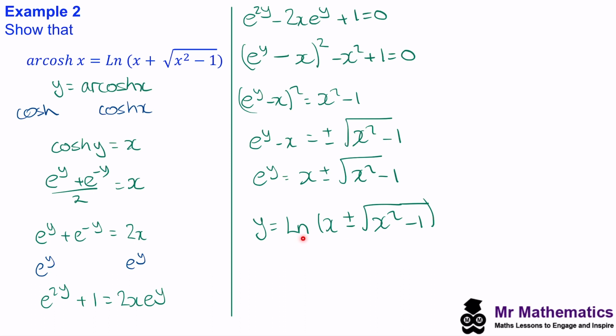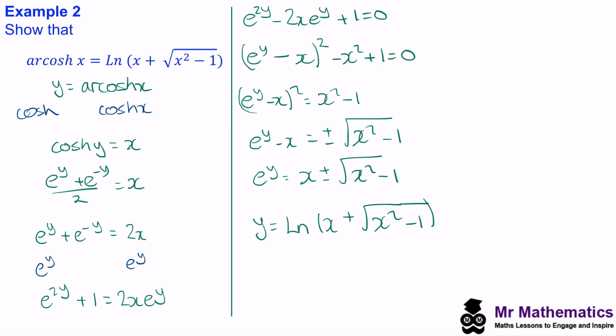But we can't find the natural log of a negative number. So this negative term will go. And what we're left with is the our cosh of x is the natural log of x plus the square root of x squared minus 1. Okay? And we can use a similar approach to find the our sinh and the our tanh of x.